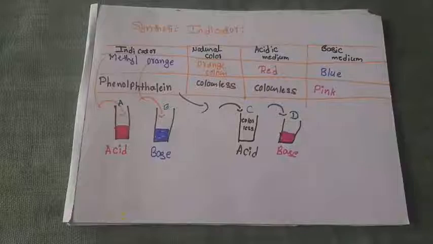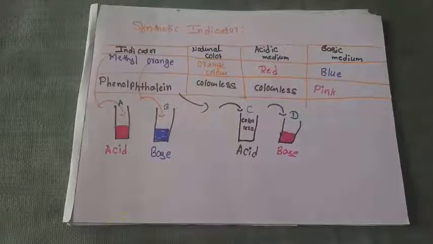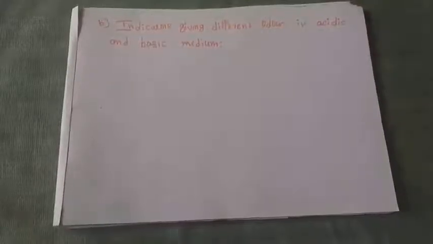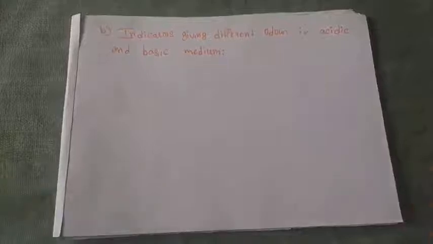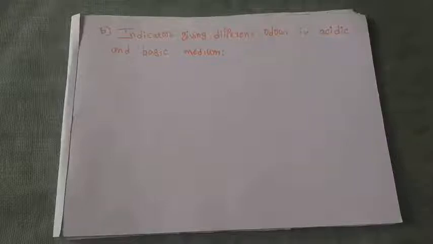Then the next way of detecting acid and base is by using smell. The next type of indicator gives a different odor in acidic and basic medium. Previously the indicators gave different colors, but these indicators give a different odor in acidic and basic medium. Such indicators help to detect whether a substance is acid or base by using the odor.